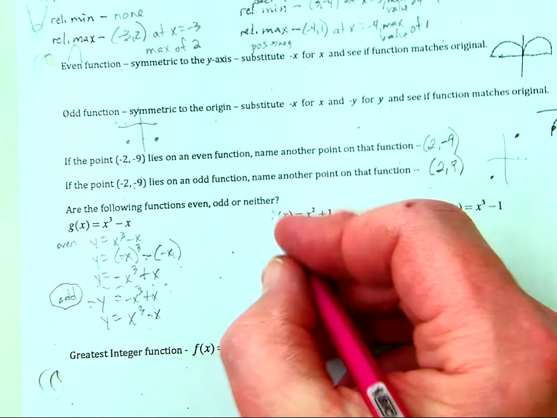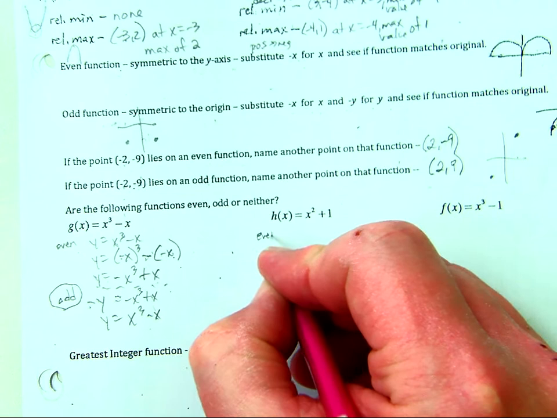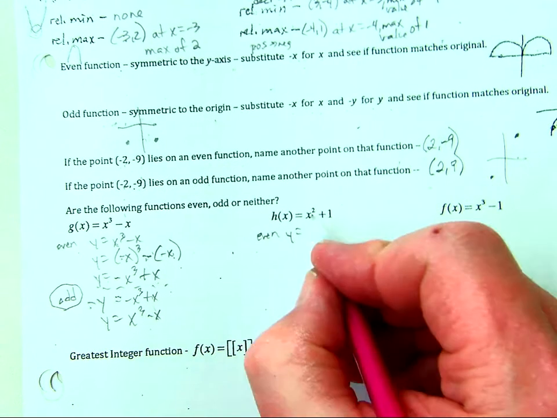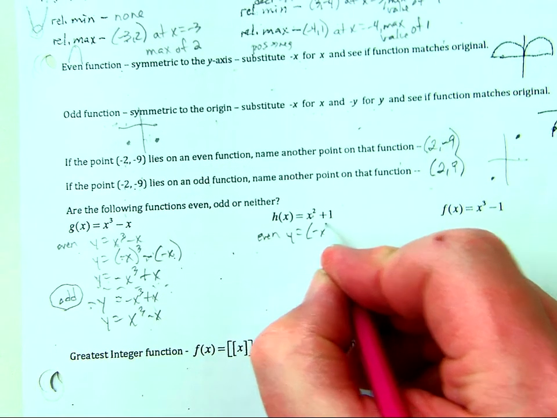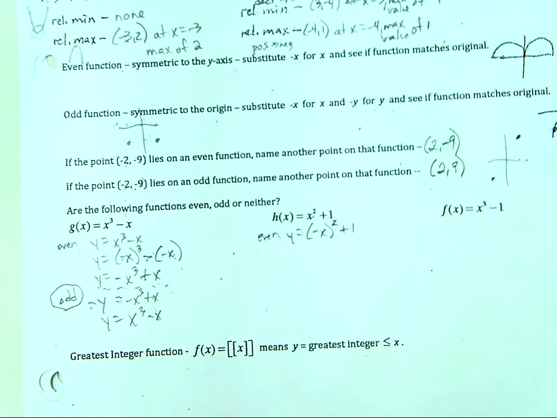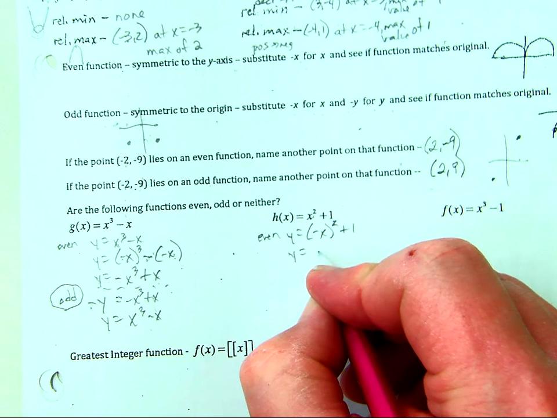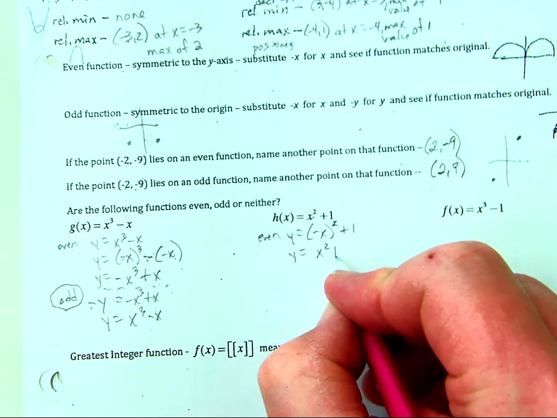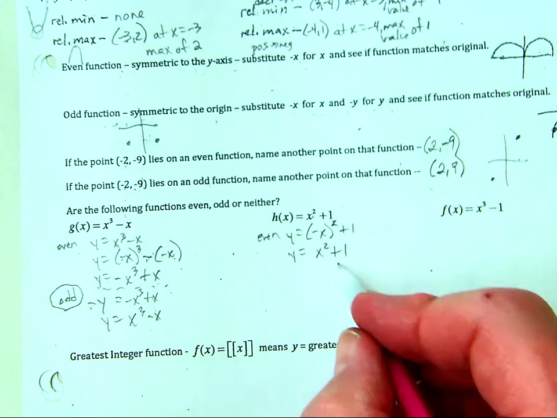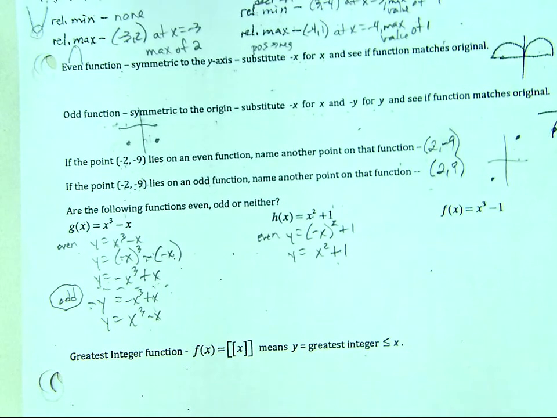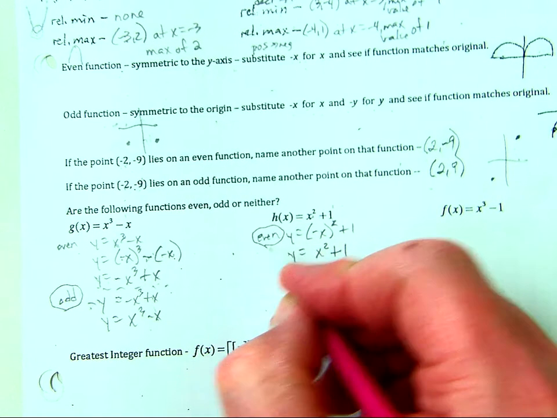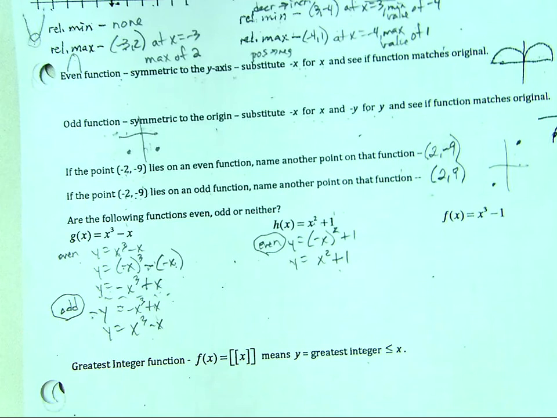How about this? If we want to see if it's even, we'll start with y equals. Again, we're going to put in negative x for x. We're going to put a negative x squared like that. Now, if we simplify that, if we take a negative x and square it, that cancels out the negative, so we get that. Does that match what we started with? Yes, it does. So this one's even. Once you know it's even, you're done, because it can't be even and odd both. It's either even, or it's odd, or it's neither. That's your three choices.